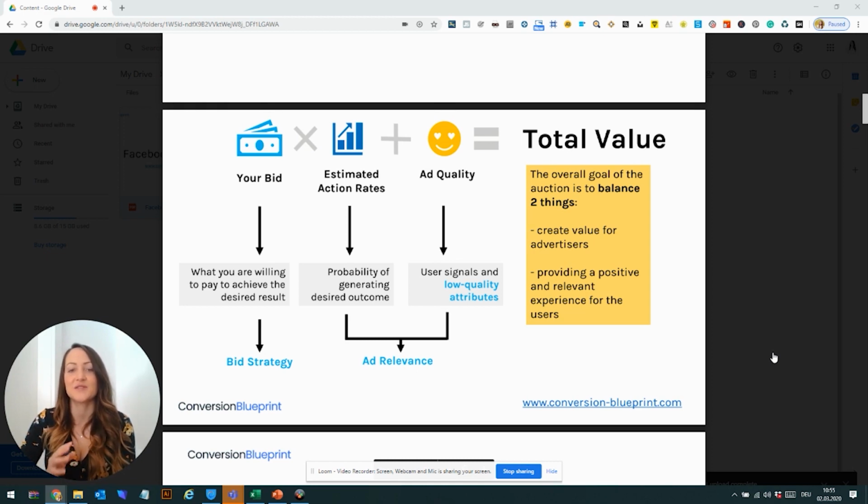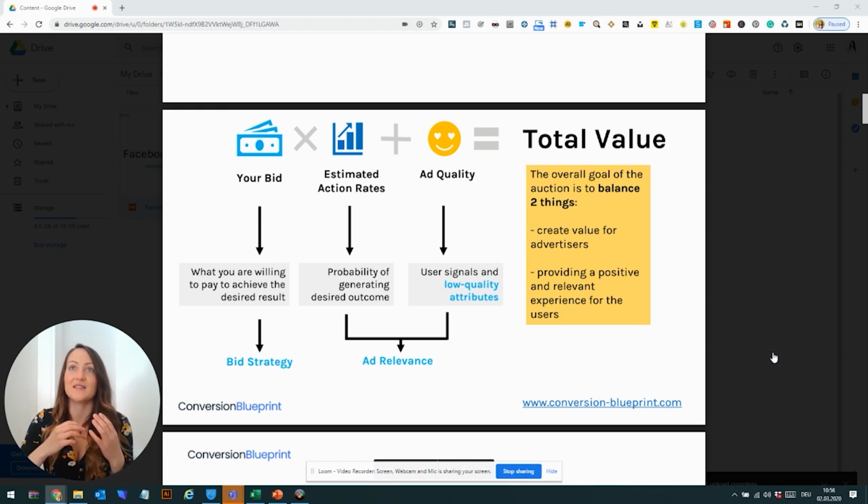And this is user signals and low quality attributes. Facebook is really smart when it comes to that. So the AI knows a lot about the quality and how likely it is that people respond to it. And this together is the total value of your ad.